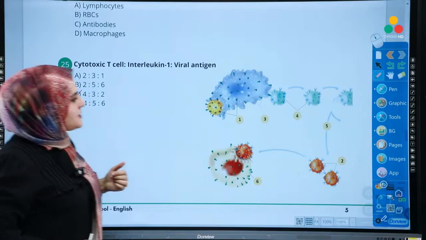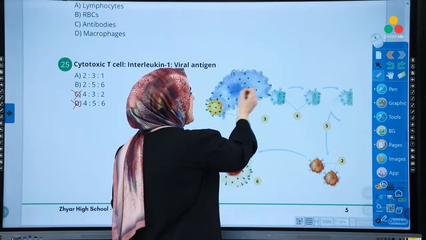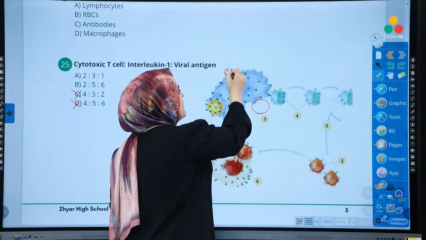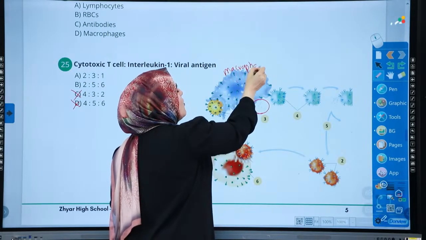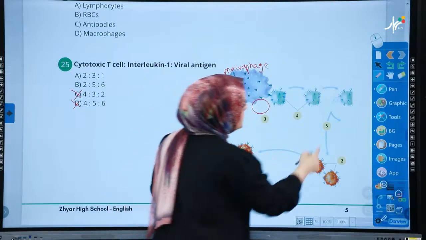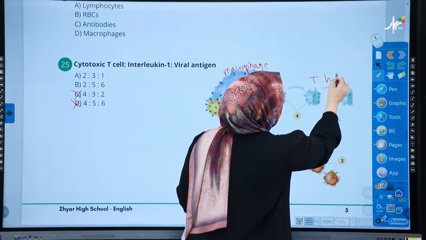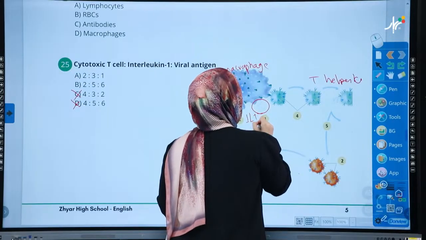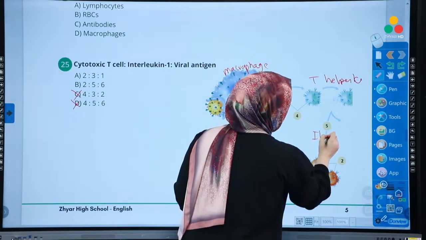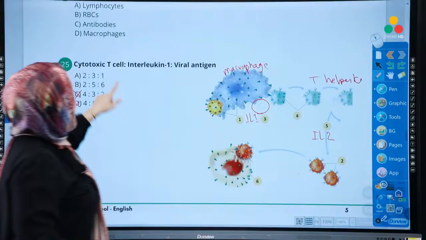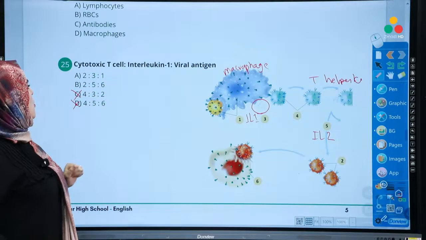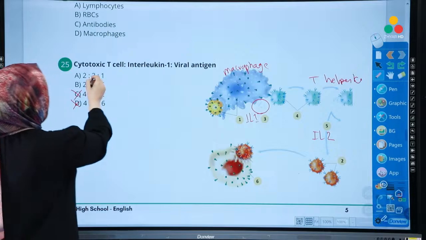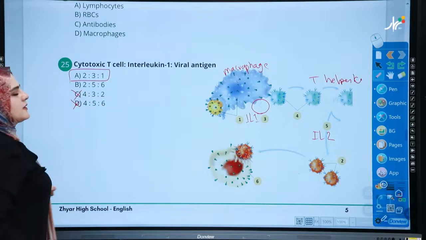Interleukin 1. Interleukin 1 is released by macrophage. This is interleukin 1 released by macrophage, while interleukin 2 is released by T helper cell. This is interleukin 1 and this is interleukin 2. The question asked is about interleukin 1. So we have to choose which one? 3. This is the right answer.